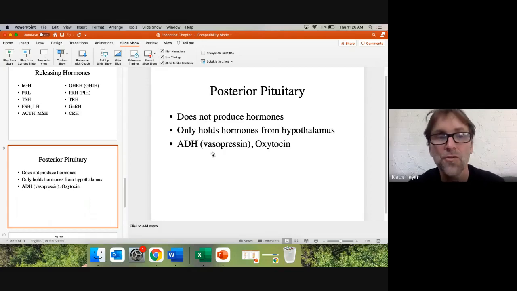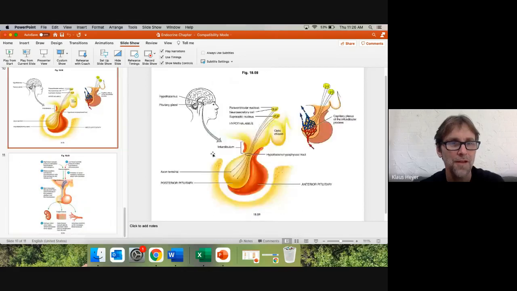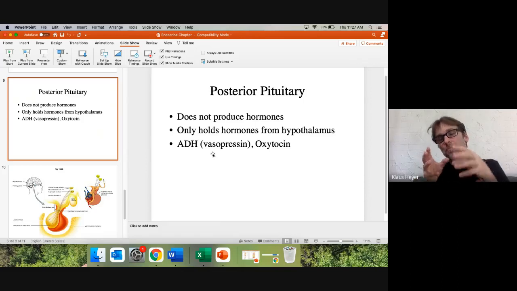And then oxytocin is going to cause uterine contractions. It does a lot of things, but two main things. It causes uterine contractions when you're giving birth, and it does something called the letdown reflex. That puts the milk into the duct.